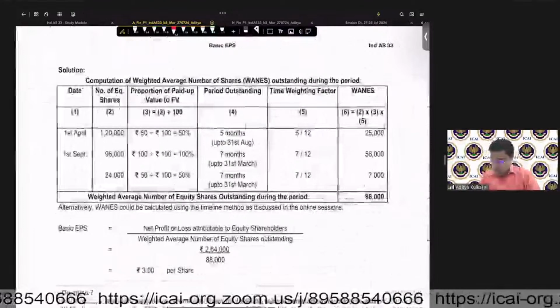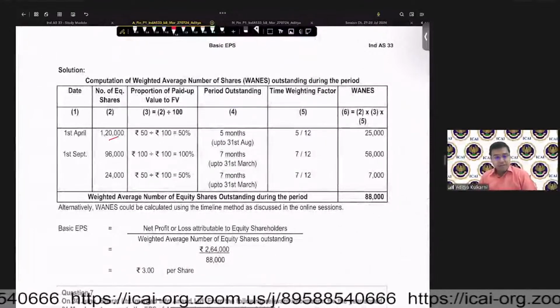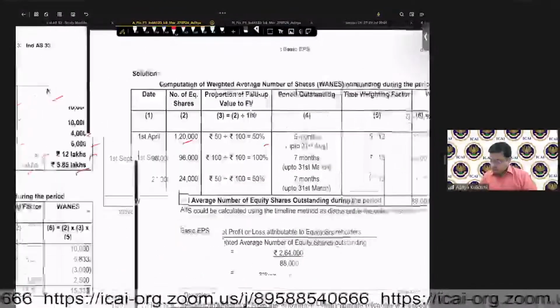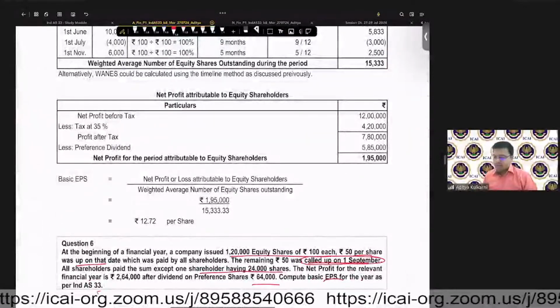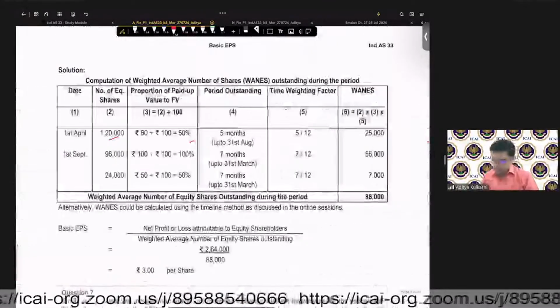So let us look at that. 1,20,000. 50% only was paid up to how much? The next call was made on 1st September. So this is up to 31st August.